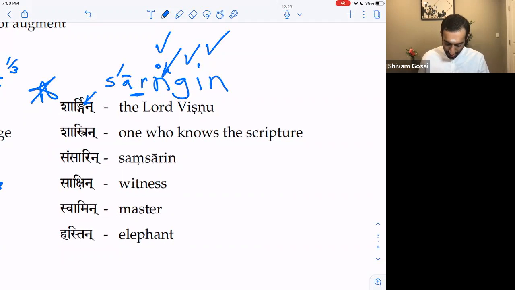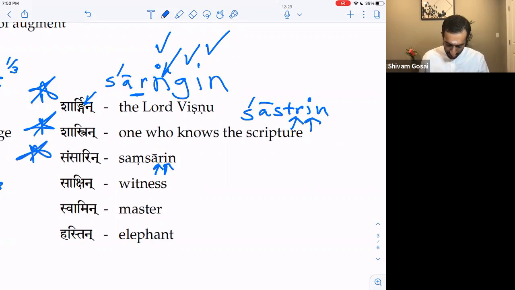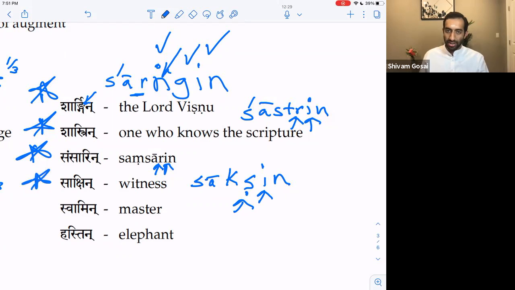Okay, Shastrin, right? Shastrin. So Shastrin, I have Refa, and then I have Ikara. So we know that it will be applied here. Samsarin, right? So I have Refa and I have Ikara. So it is going to be applied here. Sakshin, how do we write this? So this is the word Sakshi, where the word Sakshi comes from, right? So this is Sakshin. I have Murdanya Shakara. And then I have At Kupu, I have E. So yes, this will be Sakshinaha.